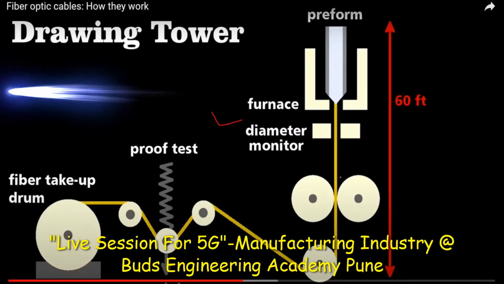After that, whatever wire is guided through it after the diameter is maintained, there is a proof test. Proof test means some dead weight is applied here. Here you see, dead weight is applied, and that is for strength testing purposes. Then this cable will be rolled onto the drum. This is the general principle of drawing the core first of all.